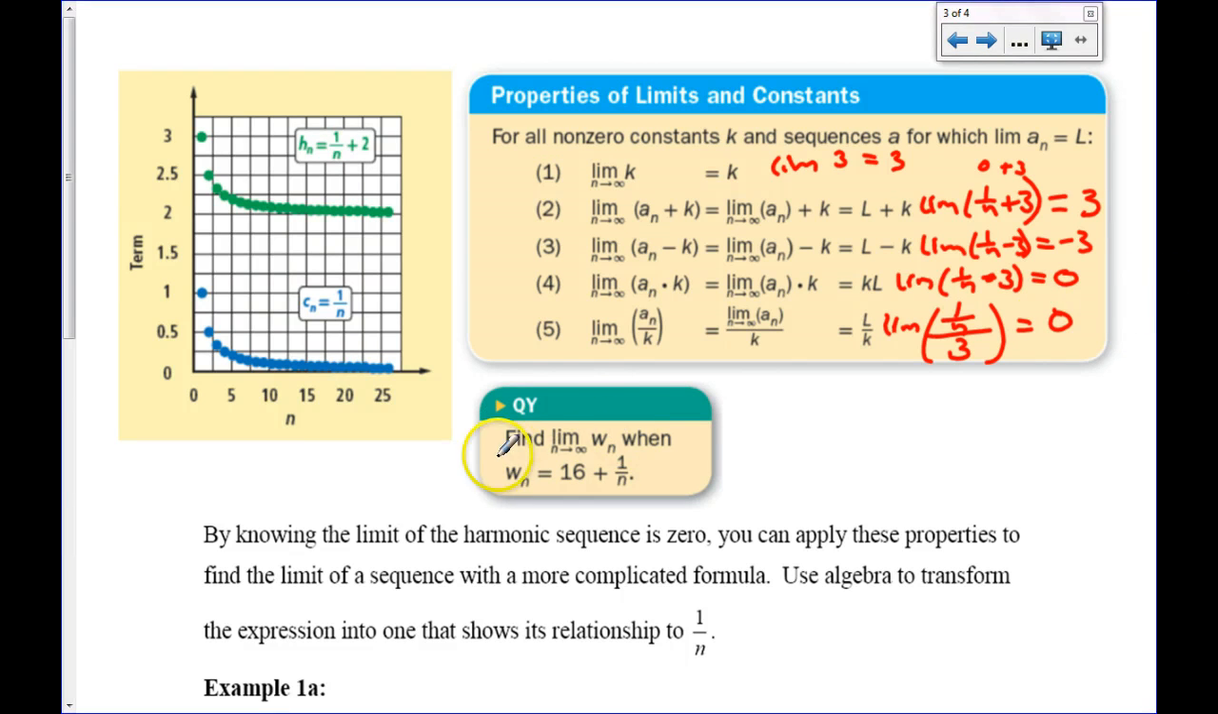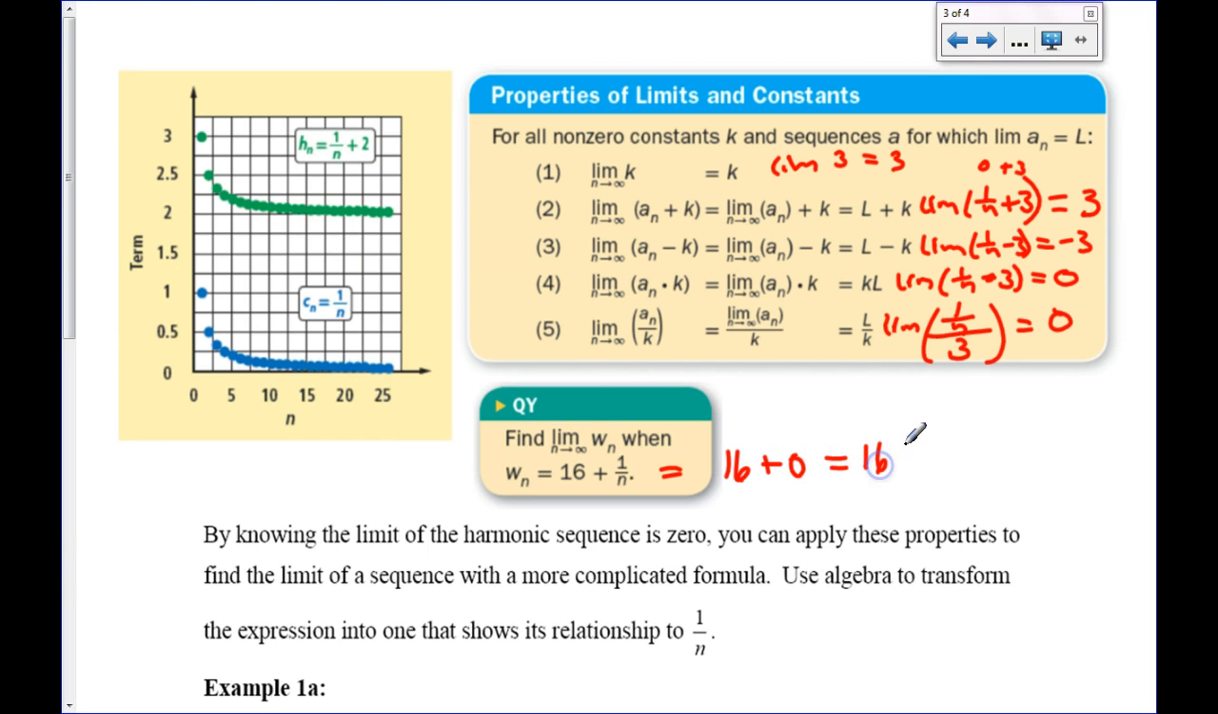So, look at this one right here. It says find L, the limit of W sub n when W sub n is 16 plus 1 over n. What would that be? Yep, because 16 plus 0. But what if it doesn't equal 1 over n? It would be another kind of limit, and we'll talk about that in a minute.